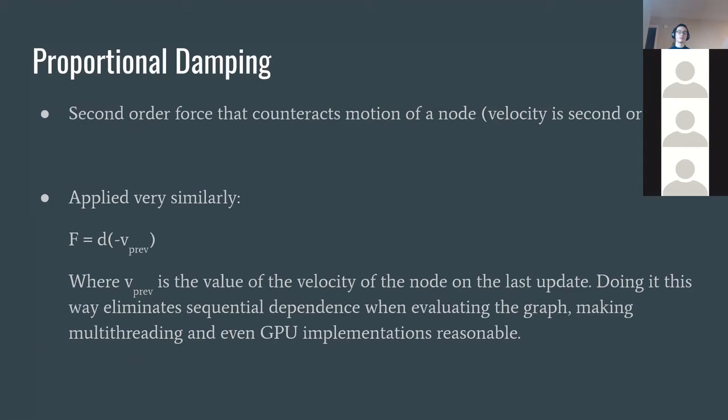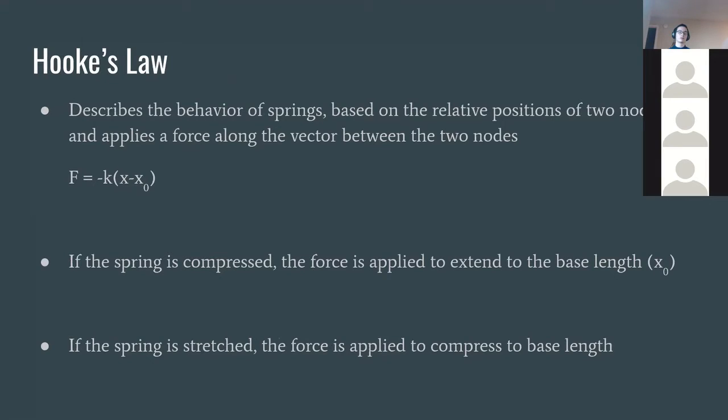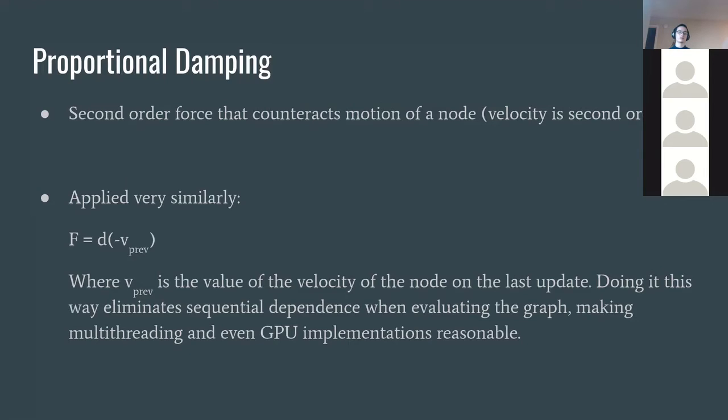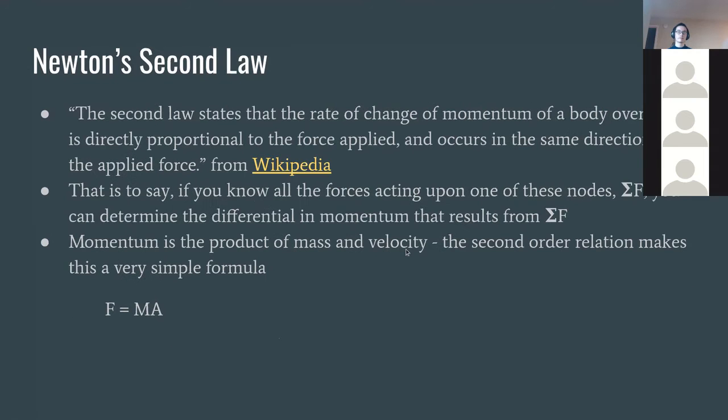So proportional damping is a second order force that counteracts motion. It's applied very similarly, where this counters sort of displacement and velocity. So basically, it slows it down. Otherwise, the springs would just be, there's no damping, I guess, is the easiest way to describe it.